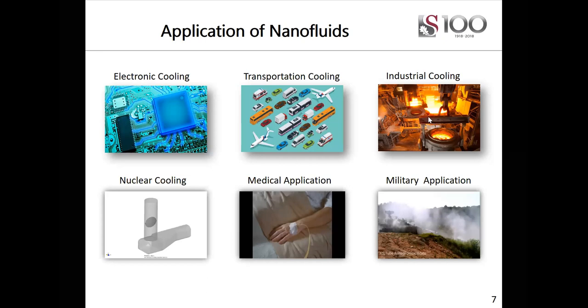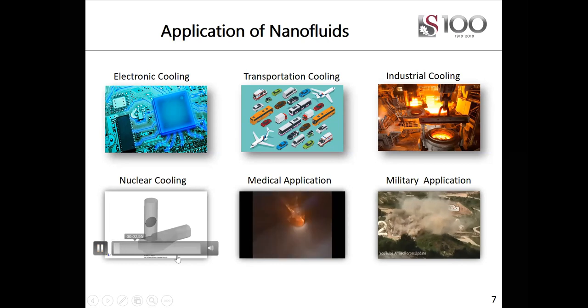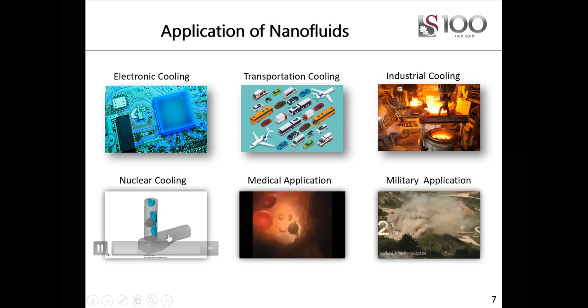Even in industry, in metal casting, where you want to cast metal that is already in molten form, you have to cool it. Using nanofluid, you can get a better, smoother shape and a more efficient material using nanofluid for cooling. Also, you can see nuclear power plants. In nuclear power plants, nanofluid can be used for cooling.